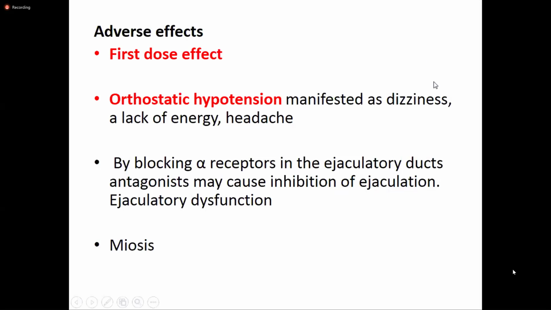And since these are a group of anti-adrenergic drugs, and alpha-1 receptors are present in the muscle of the iris, that is the radial muscle or the dilator pupillae, they will cause relaxation of this dilator pupillae, the radial muscle, and will lead to miosis, or the constriction of the pupil.